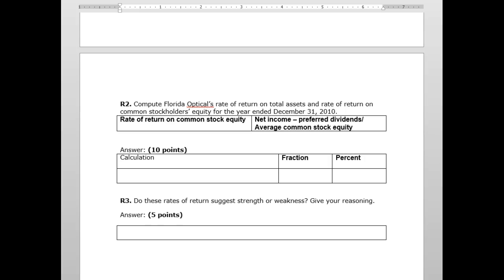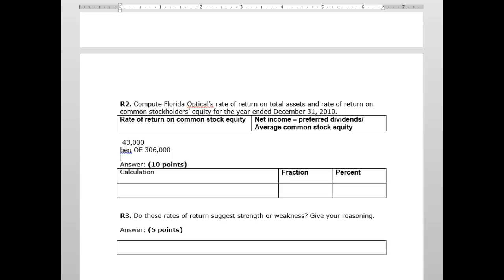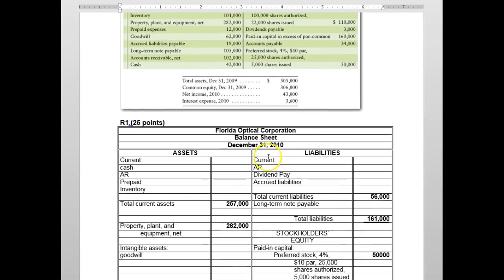I have $43,000 in net income. I have a beginning owner's equity of $306. I have an ending owner's equity of $390. Remember, we took out the preferred. Now, do I have enough information to do what I want? What were my preferred dividends? That's something that's missing here, right? Does it tell us preferred dividends?